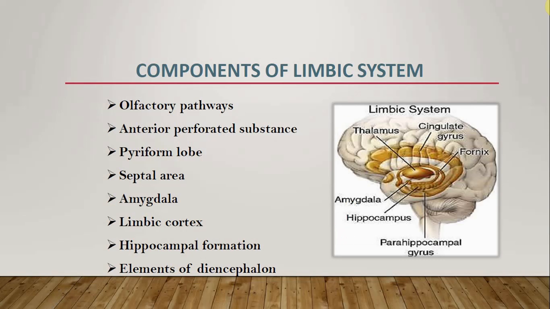Now, we can see that the components of the limbic system actually consist of the olfactory pathways and the anterior perforated substance, piriform lobe, septal area, amygdala, limbic cortex, hippocampal formation, and the diencephalic element.